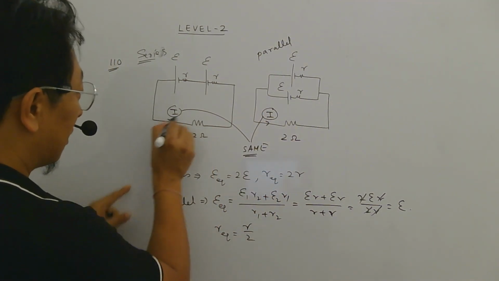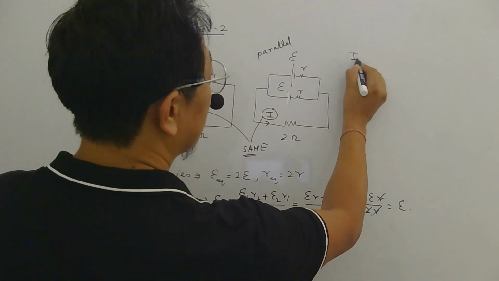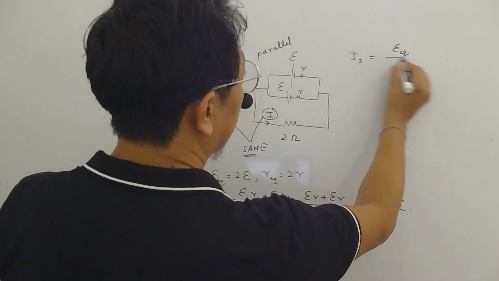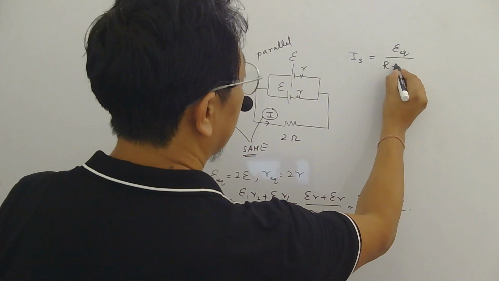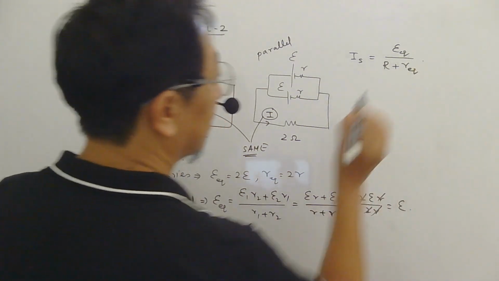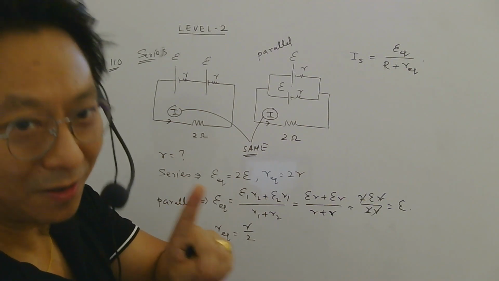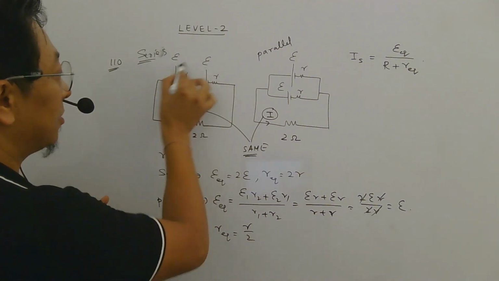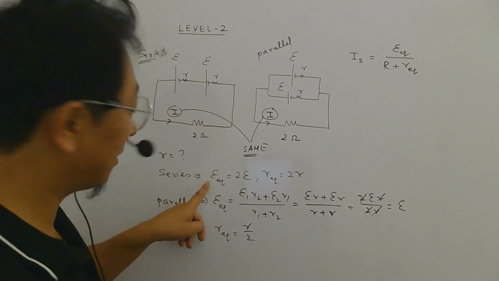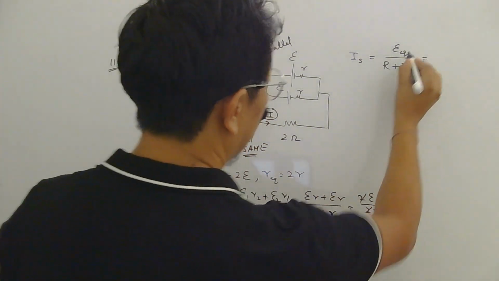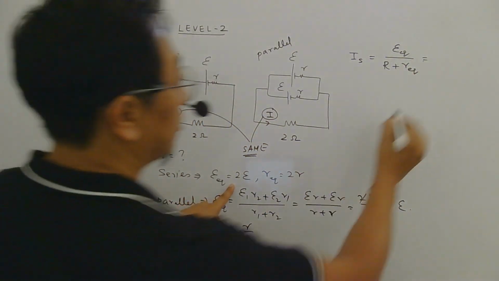So the current here in series, what will be the answer? E equivalent divided by R external plus R equivalent. This is Ohm's law applied to a circuit with a single cell, right? So once you convert these two into one cell, you can use this formula. And how much was E equivalent in series? 2E.